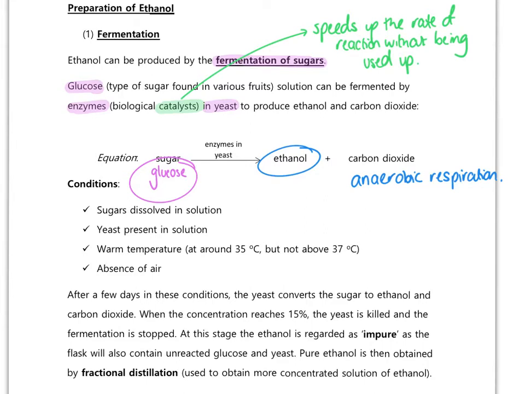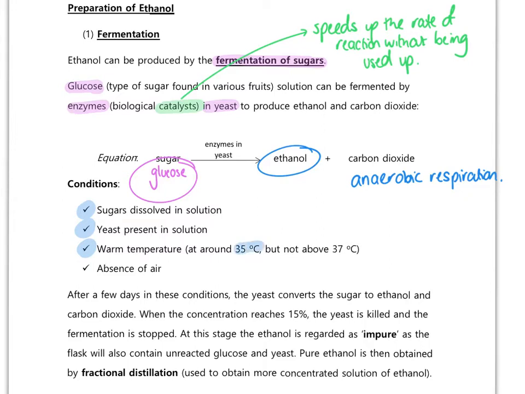So here you've got a few conditions, and you do need to be familiar with these. So the sugars, or the glucose in particular, is dissolved in a solution. So that's just essentially, they're not in a solid form, they're dissolved in a solution. You need to put yeast into the solution for the yeast to then respire, to essentially use up the glucose in respiration and produce ethanol. We need a warm temperature for this reaction to take place.